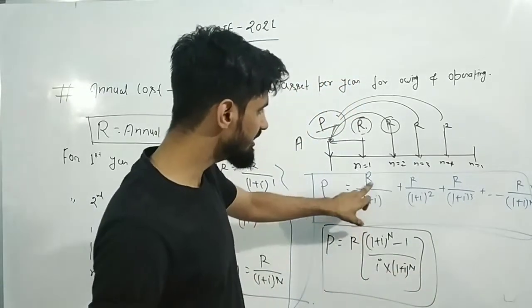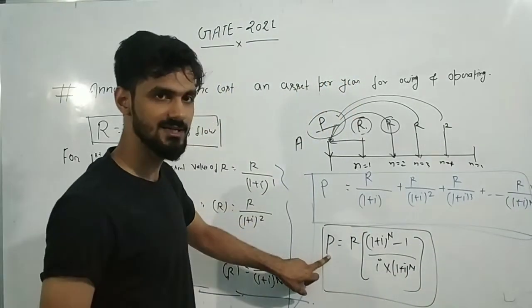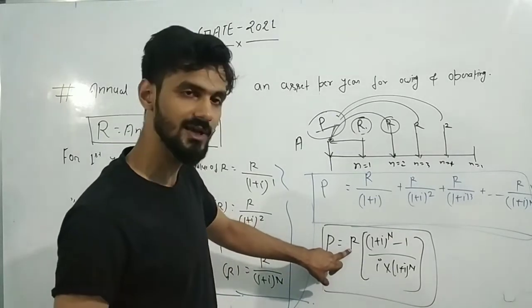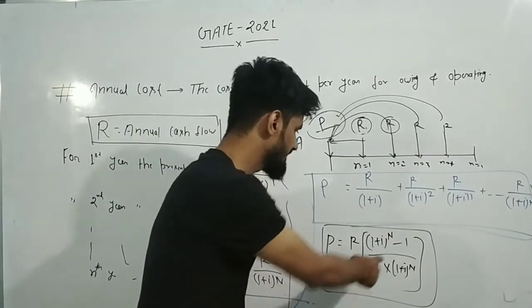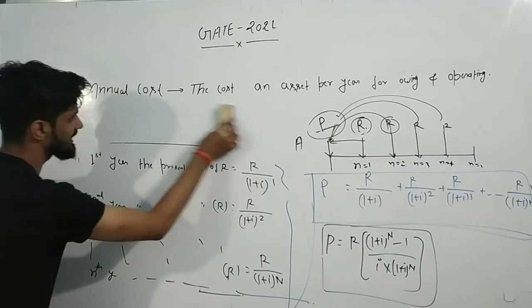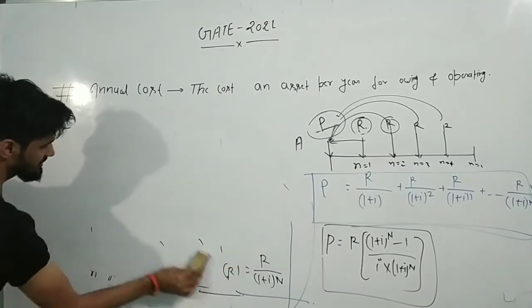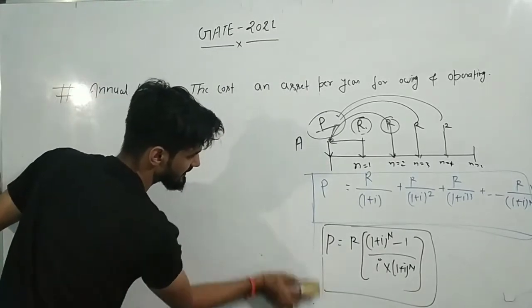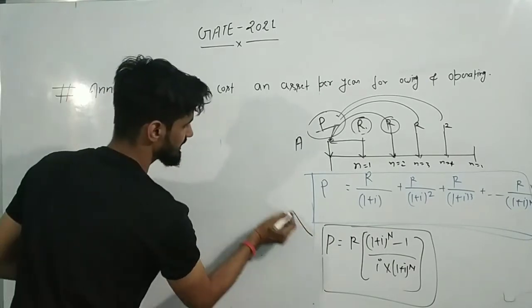So if it will be given, then you can calculate the present value. If present value will be given, then you can calculate the value of R. So somewhere you can see this formula can be written in this way. I am just going to derive this formula in some other way. This formula can be written in this way also.